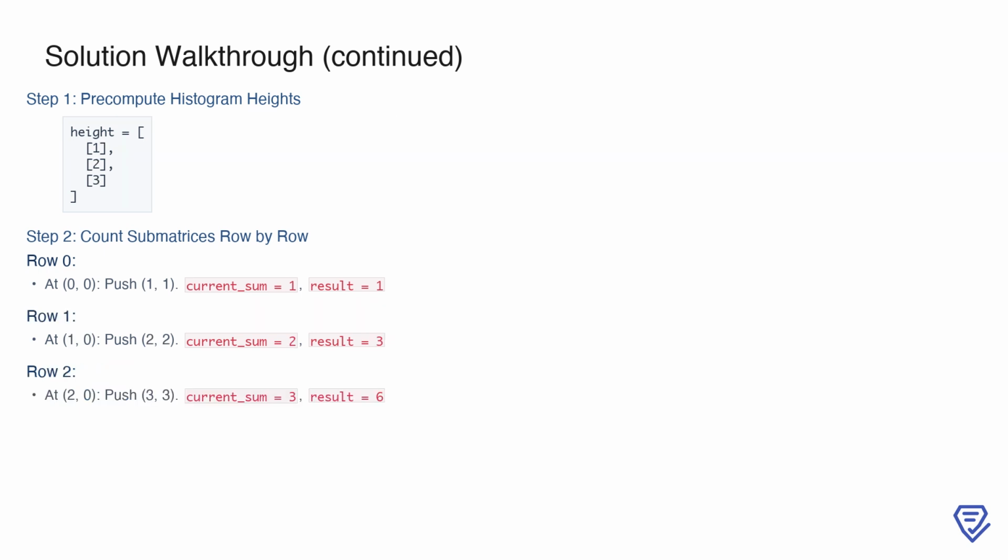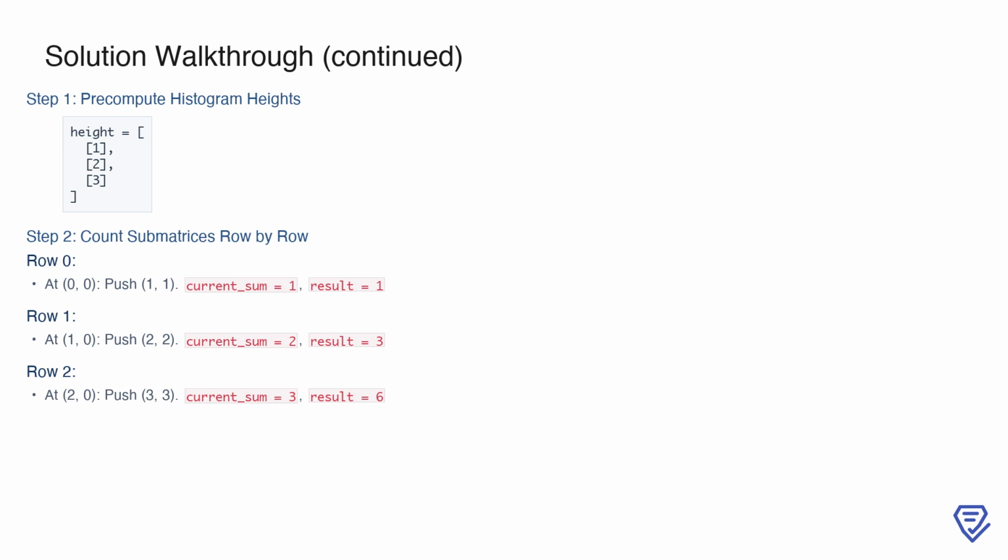Now, consider a single column matrix. The histogram heights for this example are straightforward, as each cell's height is simply the cumulative count of ones above it. The height matrix becomes 1, 2, 3. Using the monotonic stack, we process the rows one by one.